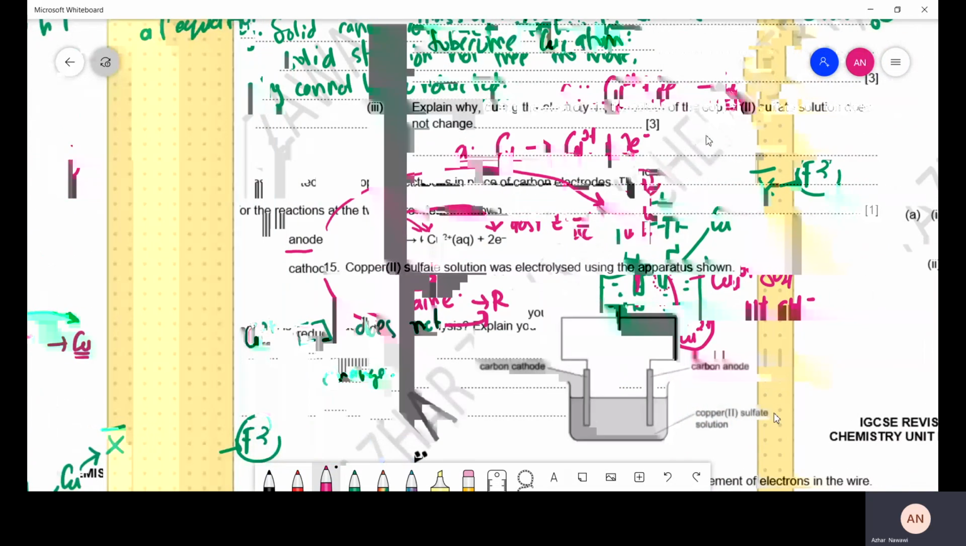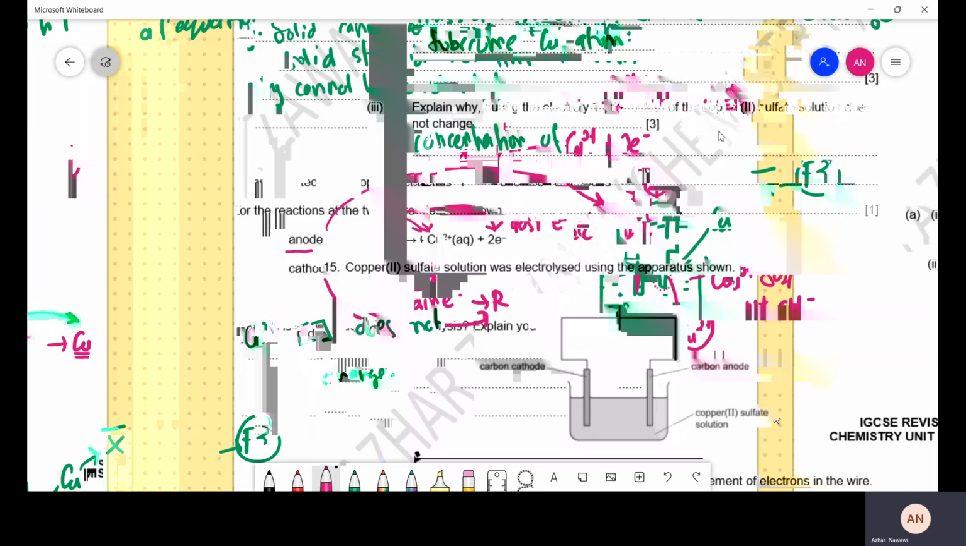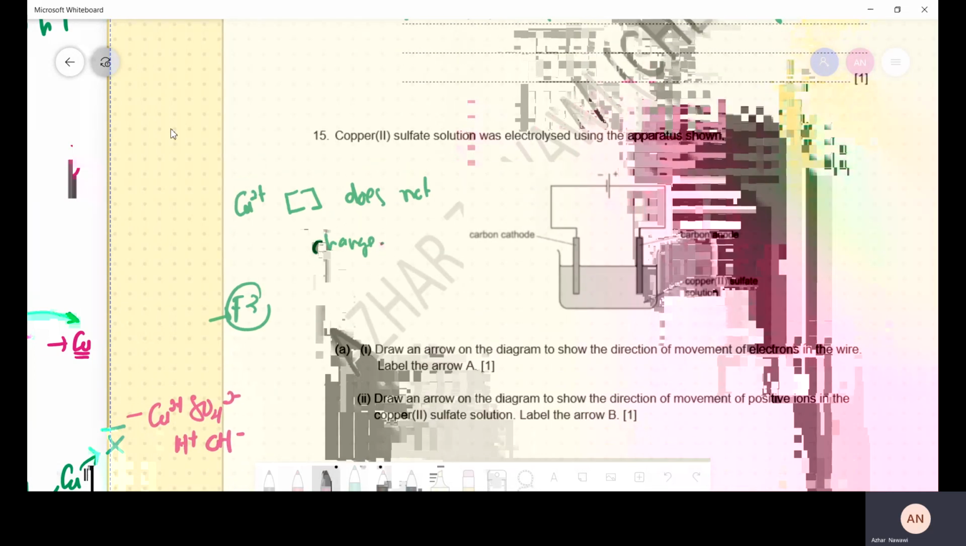So explain why the color of the copper sulfate solution does not change. Why does the color not change? Because the concentration of Cu2+ does not change. You may ask me, teacher, why do we talk about Cu2+? For your information, the color here is caused by Cu2+. If the color changes, it is because Cu2+ decreases or increases. If the color becomes pale, it means the Cu2+ concentration decreases. If it doesn't change, it means the concentration of Cu2+ does not change. Okay, so we move to question number 15.